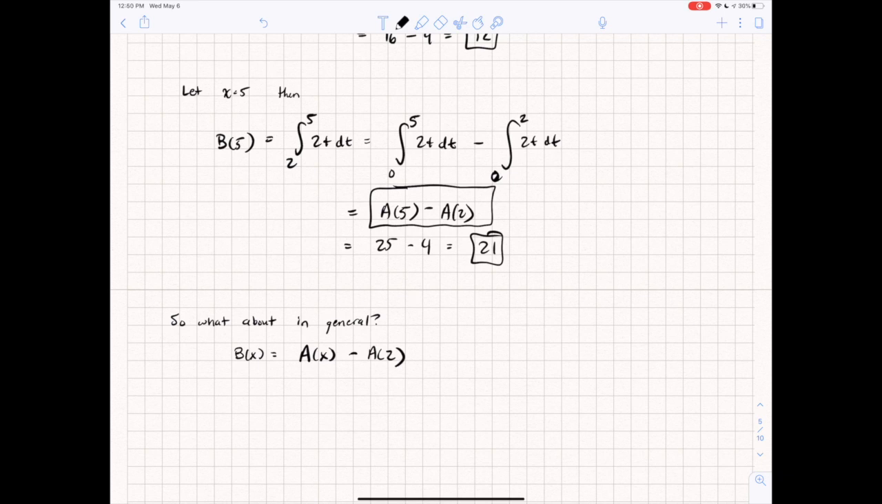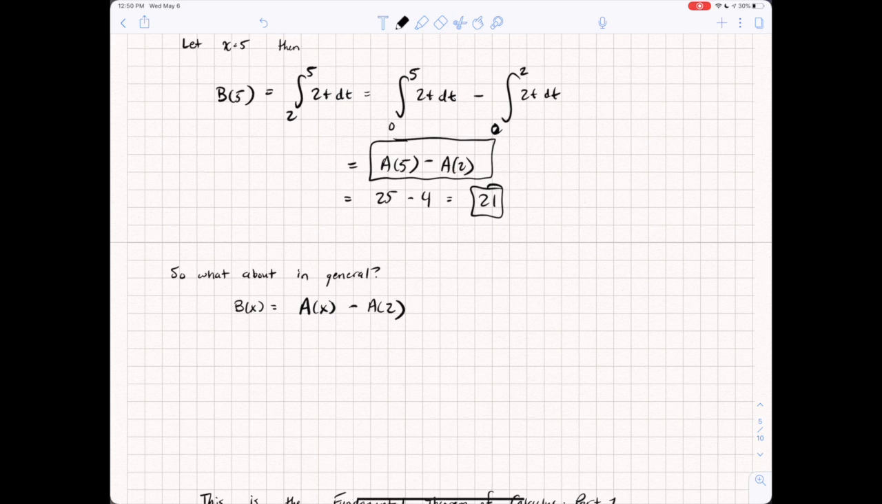Well, in short then, notice that b of x, if I wanted to figure out exactly what it is, it would be x squared, because remember that's what a of x was, and a of 2 is just a constant. I'm always subtracting 4 every single time. So I'm squaring whatever my input is and then subtracting 4. Well, if I derive b here, the derivative of x squared is 2x, but the derivative of minus 4 is 0, so it goes away.